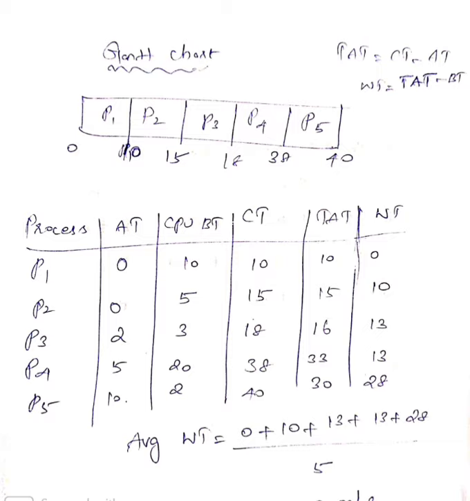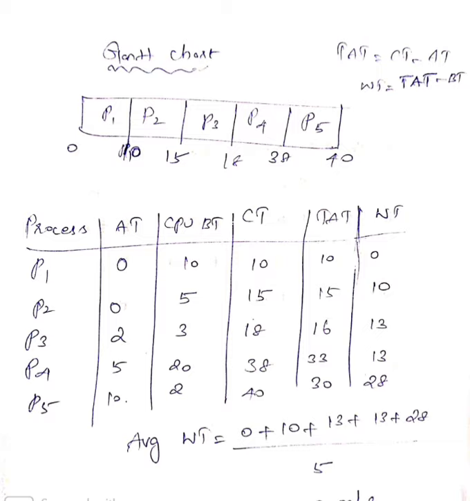Then the turnaround time. How to calculate it? TAT stands for turnaround time. The formula is turnaround time equals completion time minus arrival time. We have to calculate it. For waiting time, the formula is turnaround time minus CPU burst time. If you calculate it, you will have the values like this. Then our purpose is to calculate the average waiting time. Average waiting time equals the sum of the last column for all the processes divided by 5, because we have 5 processes. We get the value 12.8 milliseconds. In this way, we calculate the average waiting time in the FCFS job scheduling algorithm.